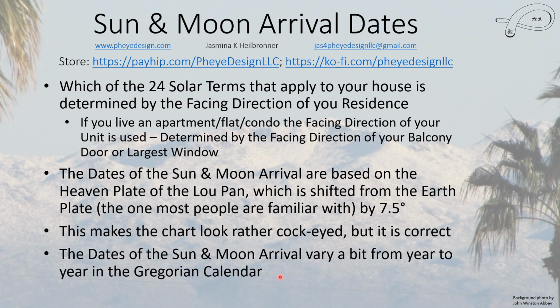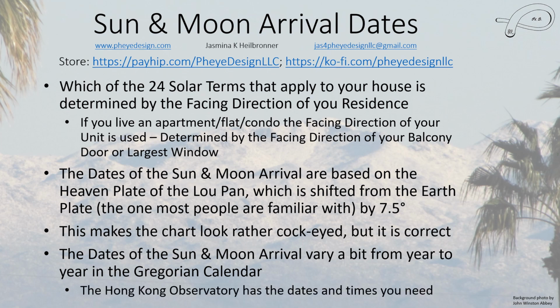Now, the dates in the Gregorian calendar will vary a little bit for the start and end of each of these 24 GTA, but they aren't off by more than a day or two. So it's not too hard to figure out when you know how to read a table. The Hong Kong Observatory has the dates and times that you need for the current year and the next 2 years, so you can plan ahead by quite a bit. It doesn't have them for all years, but it has it for these years.